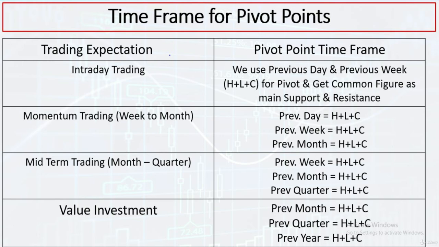For an example, if I am standing on 5th of May 2019, then 4th May 2019 will be your previous day. Then 29th April or 30th April to 4th of May will be your complete week. That is high-low close, and the previous month, that means the April month high-low close is considered for calculating the monthly pivot points. The fourth important trading expectation is value investment.